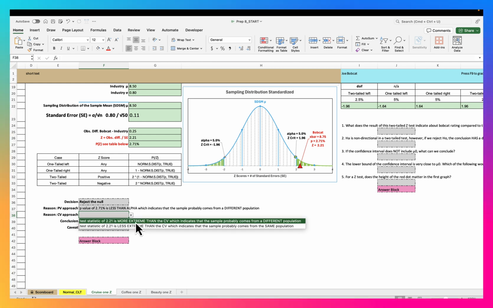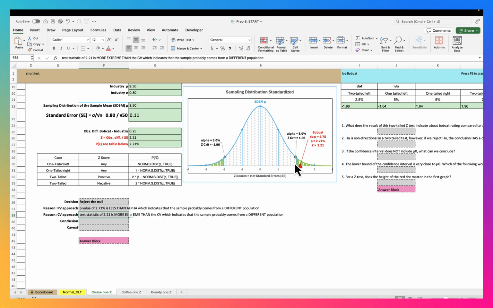In terms of a critical value approach, we are more extreme than the critical value. So here was the critical value, 1.96, and we are more extreme than that because we were at 2.21. Extreme means simply further away from zero. You can be more extreme this way, but you can also be more extreme the other way, positively or negatively. That's why we use more extreme instead of saying greater, because otherwise it wouldn't handle the negative numbers well.